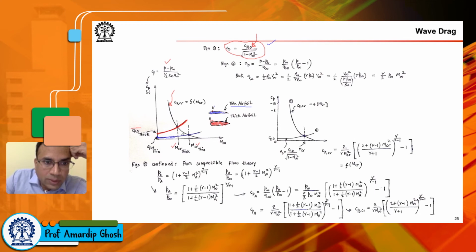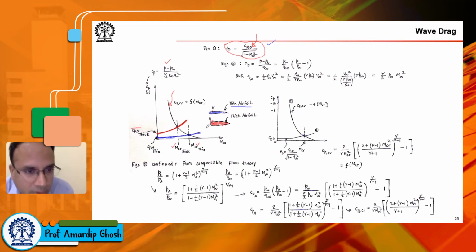So for the blue, okay, this is the blue curve. So this is Cp0 for the thin. And then you correct it using this correction for other Mach numbers, and you see that this plot becomes something like this. Okay. Now, this is something that we have not done in our coursework right now, but it is there in compressible flow theory.